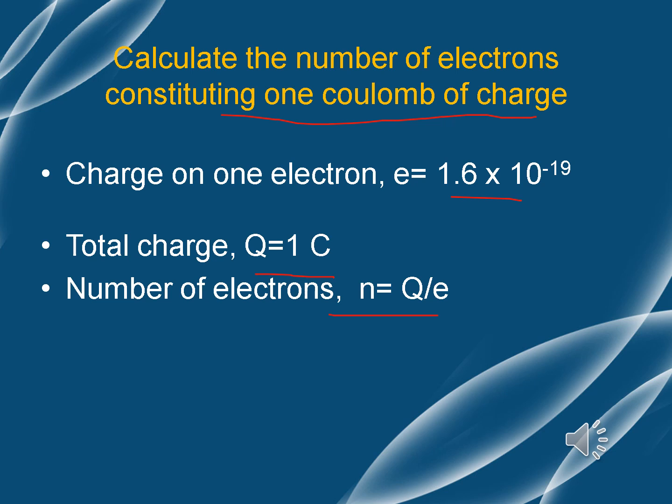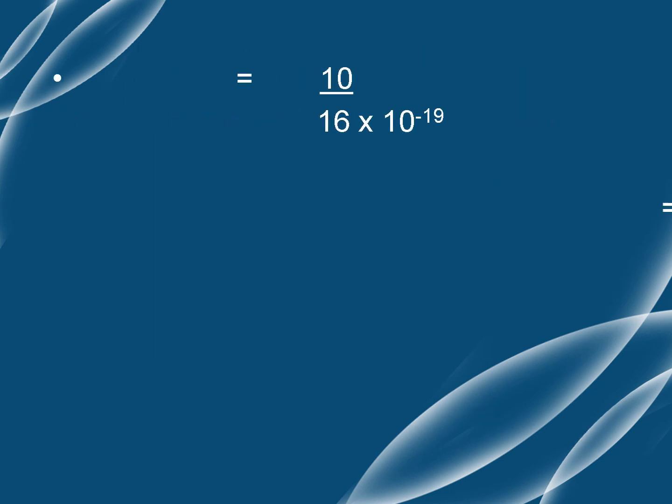The number of electrons, we have the formula n is equal to Q divided by e, that is total charge divided by charge on 1 electron. Substituting the values, we have 1 divided by 1.6 times 10 raised to minus 19. By solving this, we get the value 0.625 times 10 raised to 19. Here we have taken 10 raised to minus 19 to the numerator and then it gets turned to 10 raised to 19. Then we have 6.25 times 10 raised to 18.